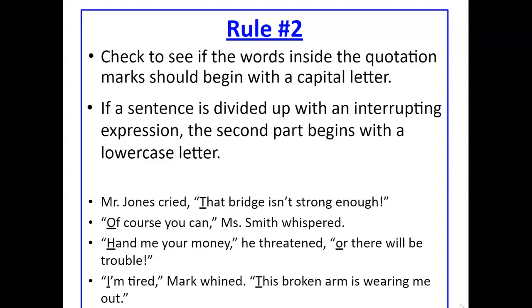Rule 2, we got to capitalize the first word inside the quotation mark, just like the beginning of a sentence. So anytime you're starting a sentence, you're going to have a capital letter. So if you look here, Mr. Jones cried, "That bridge isn't strong enough." "Of course you can," Miss Smith whispered.